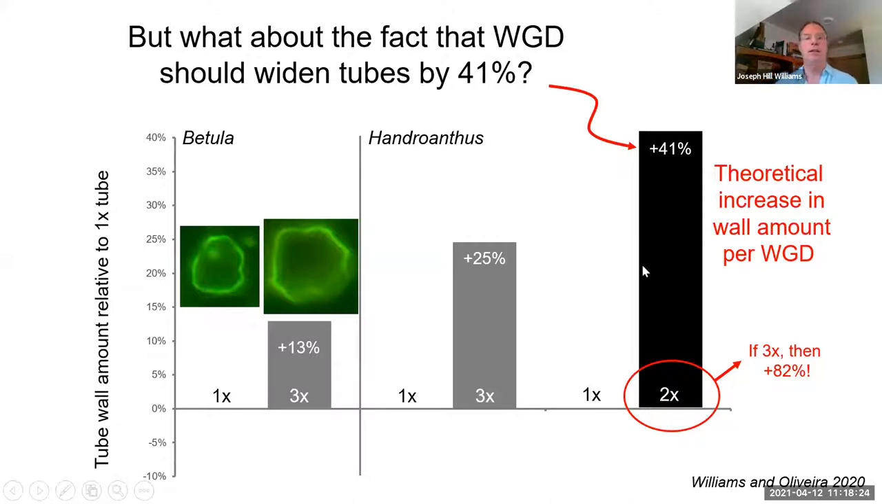But what I didn't mention is that these tubes are wider in the polyploids, but they actually should be a lot wider than 13 or 25%. A whole genome duplication, if it's doubling the volume of a tube, should have a 41% larger diameter. And if it's doubling twice to get to the hexaploid level, for pollen tubes, you ought to see an 82% increase in tube width. There are super large tubes out there in gymnosperms, like 100 microns and above, but not so much in angiosperms. So you must have had a lot of reduction in tube size after whole genome duplications.